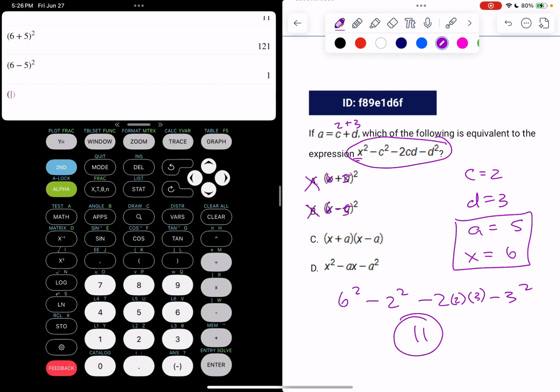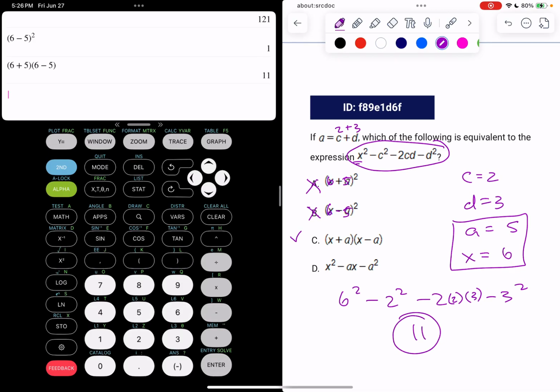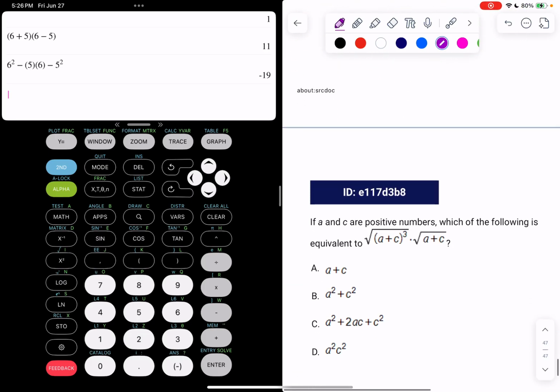C is going to be 6 plus 5 times 6 minus 5. Oh, that one gives us 11. We'll keep that one in. And then the last one is 6 squared minus 5 times 6 minus 5 squared. That's negative 19, not what we wanted. Looks like we found our answer choice. All right, let's try the next one.